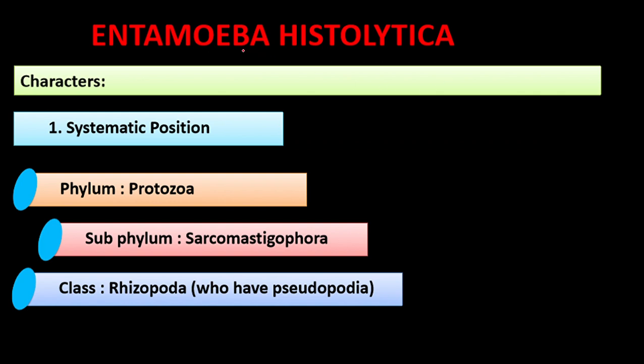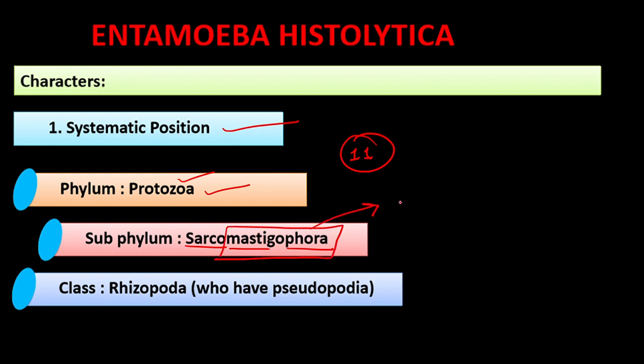Now, what are the characters of Entamoeba histolytica? If we talk about the systematic position, what is the phylum? Protozoa. Now, class, we have studied 11 phyla. Among the 11 phyla, have we studied protozoa? No, we haven't, right? So, ma'am, have you written it wrong? No, I have not written it wrong, class. We have to study 11 phyla, but apart from that, we have many other phyla as well, right? Now, the subphylum is Sarcomastigophora.